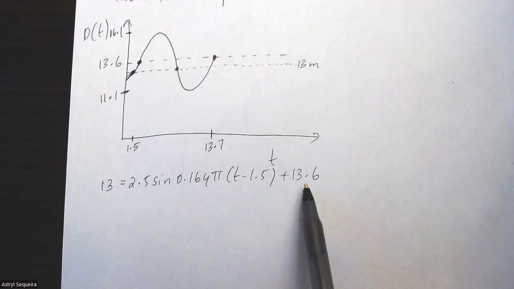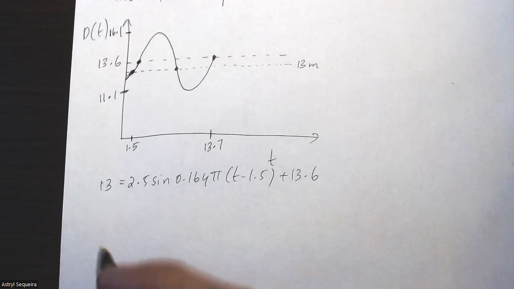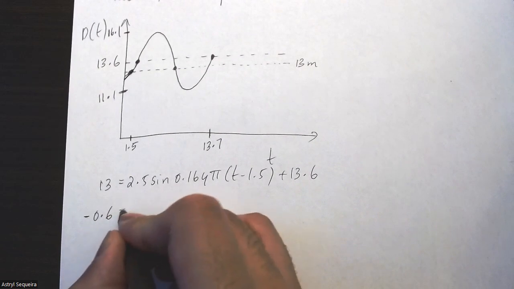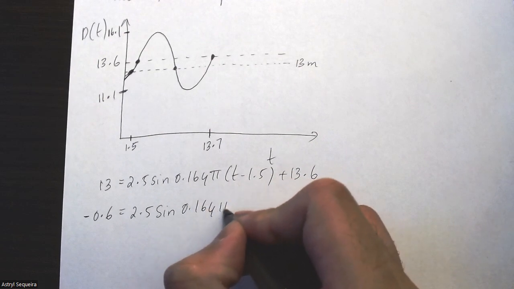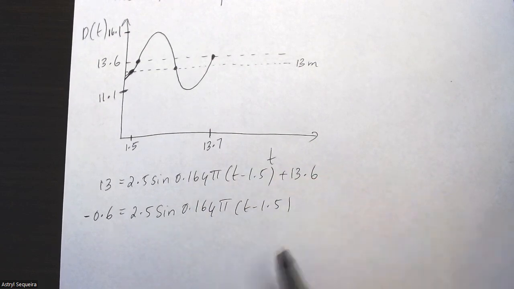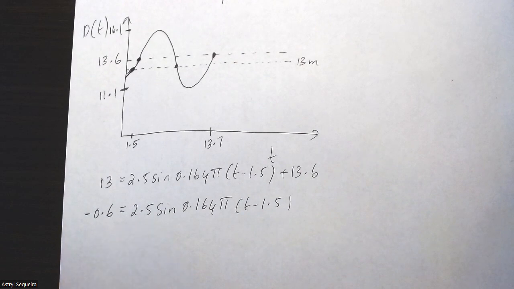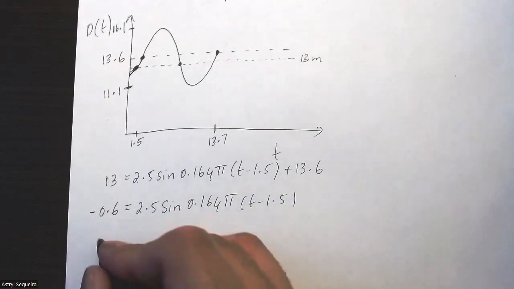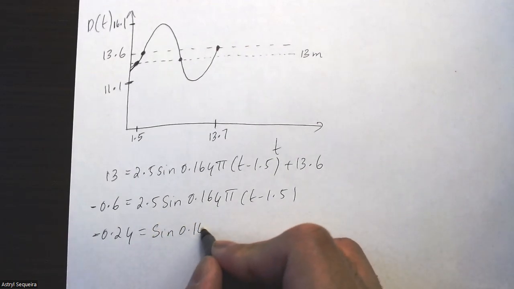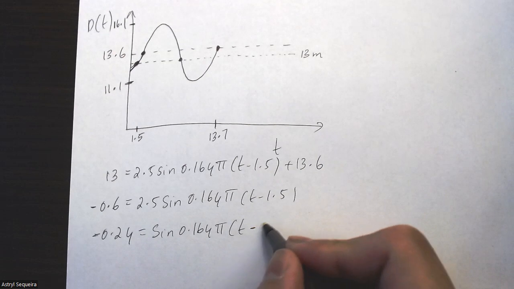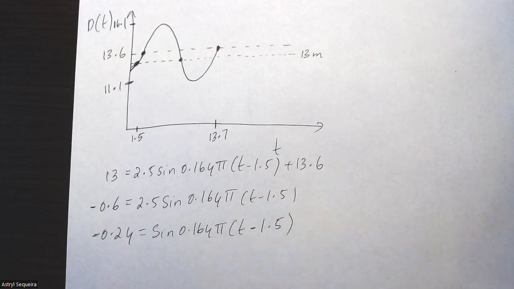So to solve this equation, the first thing I'll do is I'll subtract this on the other side. I'll get negative 0.6 equals 2.5 sine 0.164 pi t minus 1.5. Next, I'll divide both sides by 2.5. Get negative 0.24 equals sine 0.164 pi t minus 1.5. Next, I'm going to do the sine inverse of the other side. Make sure your calculator is in radian mode.